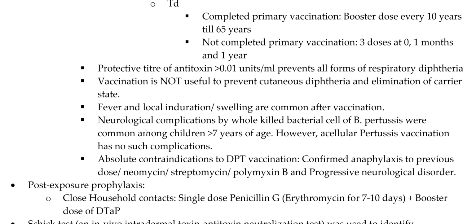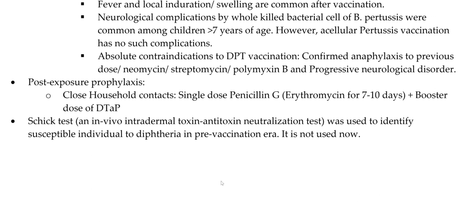What if the person is already exposed? So, what is the post-exposure prophylaxis? Close household contacts require a single dose of penicillin G, or you can give erythromycin for 7 to 10 days, along with a booster dose of DTaP, right? So they do not get diphtheria, respiratory diphtheria at least.